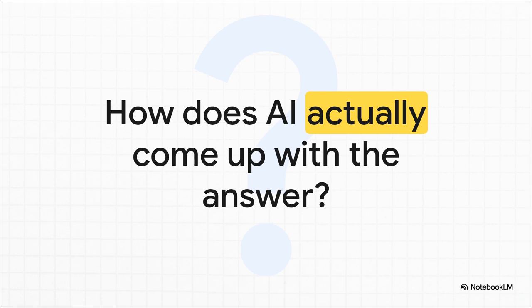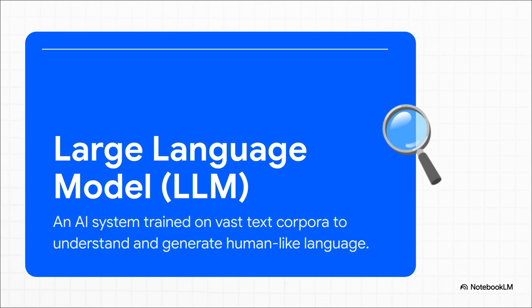I mean, how does a machine take a bunch of your words and turn them into a coherent, sometimes surprisingly creative answer? That's exactly what we are going to unpack. So, first things first, let's get on the same page. At the heart of all this is what we call a large language model, or an LLM for short.